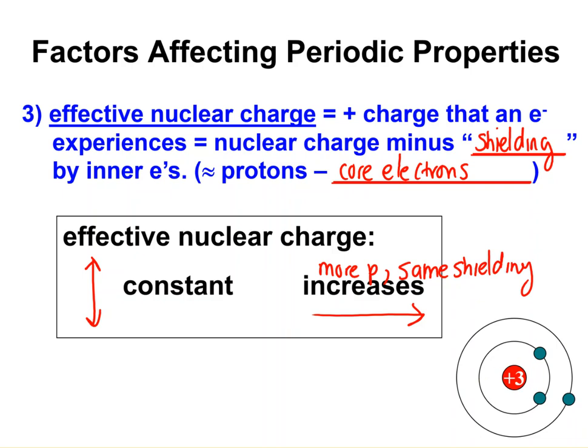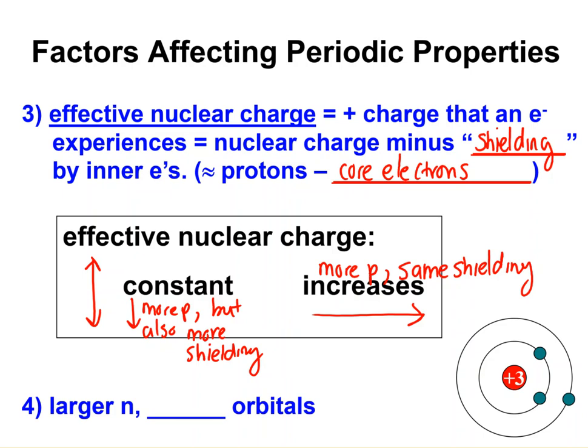Let's go ahead and add to this. Constant up and down, because, let's just say down, you have more protons, but also more shielding. Also, another factor that we're going to use to explain things, and we already know this, the higher the energy level, the larger the orbitals are.